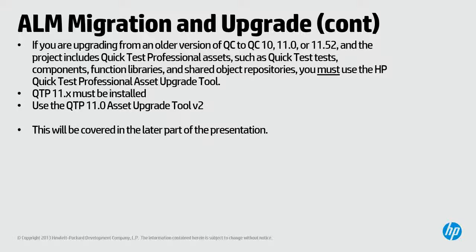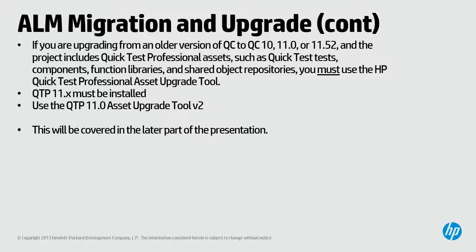The asset upgrade tool uses both the OTA API, which is ALM, and the AOM, the Automation Object Model, which is the API for QTP, to build out this entity relationship information data. Because of that, you have to have QTP 11 installed. You have to have, obviously, I think QC10, ALM 11, or 11.52. And then you can run the asset upgrade tool. Also notice the version 2 is what I specified. Version 1 has a bug. But you have to run this. It's not optional. If you don't do it, you're going to have testing problems.